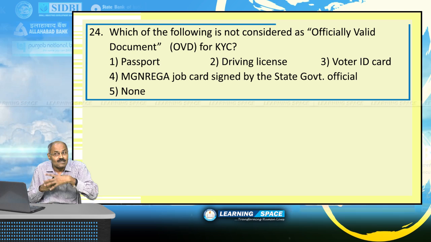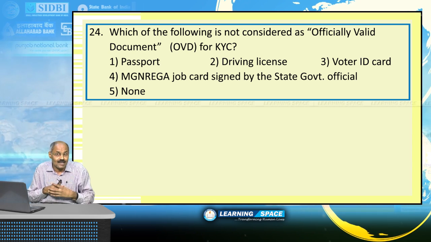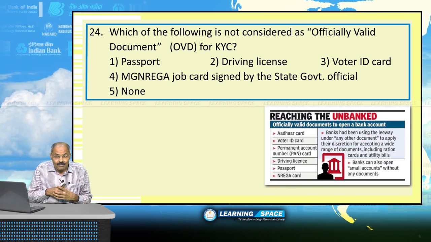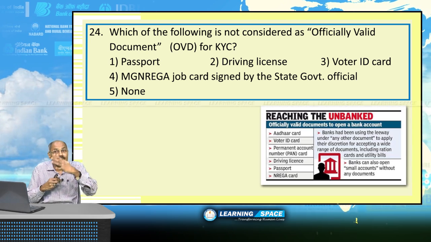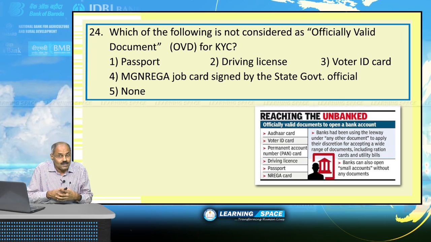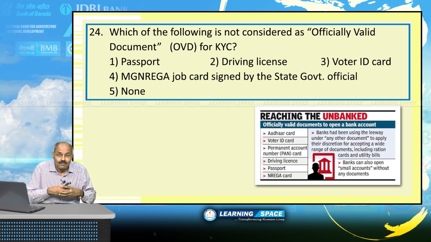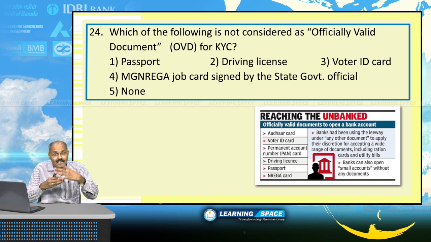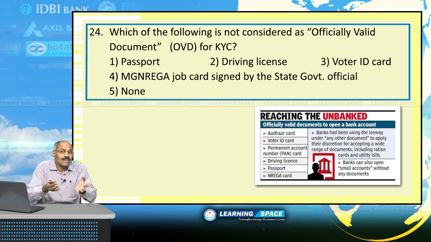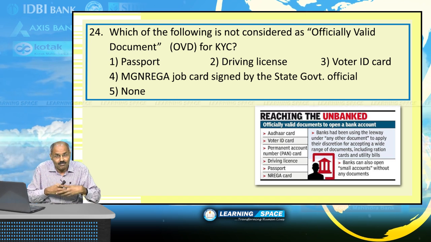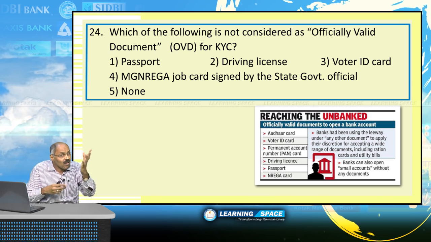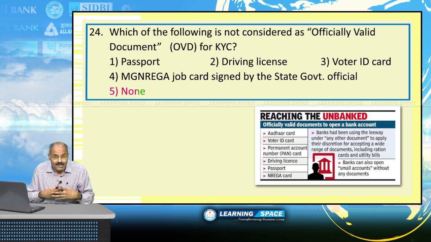Which of the following is not considered as an officially valid document for KYC? KYC, know your customer, is mandatory, and the government has designated various types of documents for KYC. That is the passport. Passport is an officially valid document. Driving license, voter ID card, Mahatma Gandhi NREGA card signed by a state government official. These are all eligible as officially valid documents, and the given 4 types of officially valid documents are eligible for KYC. So, the answer here is none.